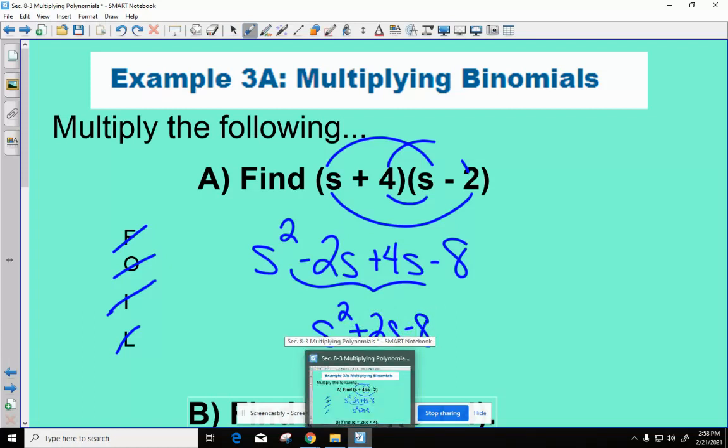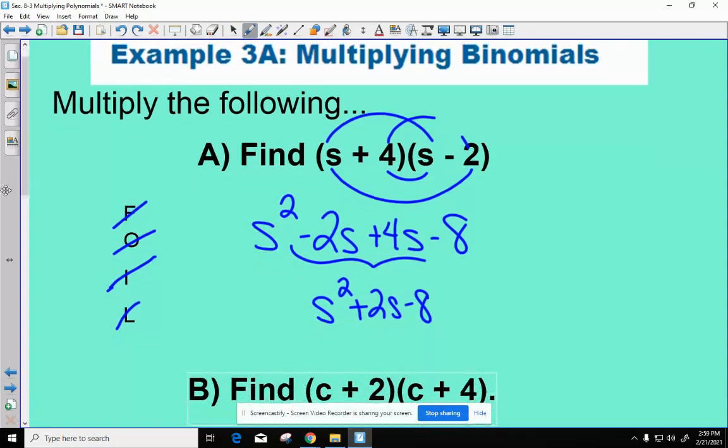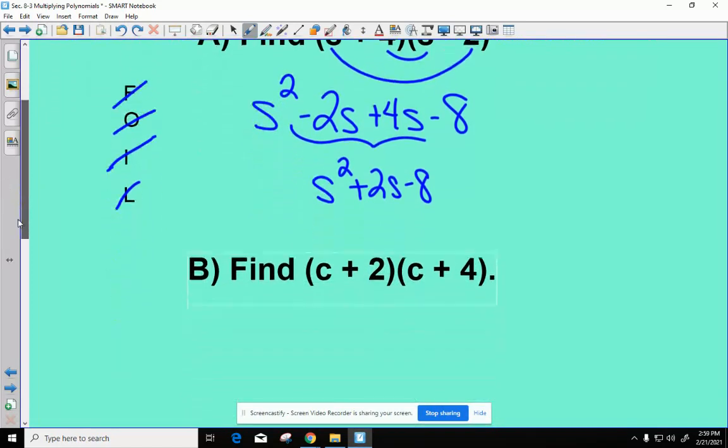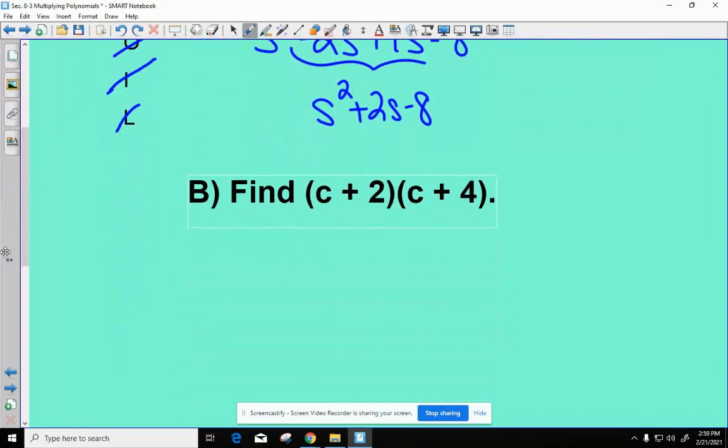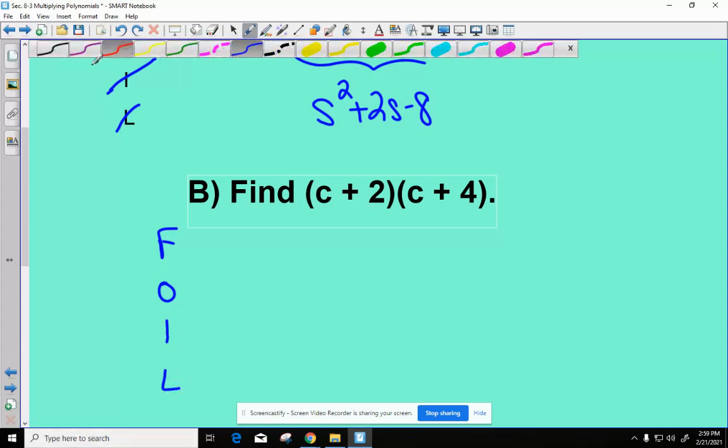Okay, so the FOIL method allows me just a way to remember how to multiply these two items together, these two binomials, to produce my answer. I'll walk you through one more, and then there's two of them I'd like you to try. If we think FOIL, you can write that down if you want to, or just keep it off to the side in your brain, thinking about getting all of those pieces together.